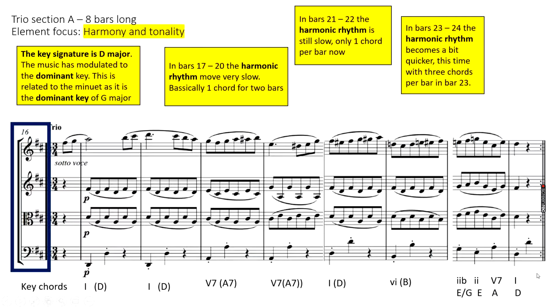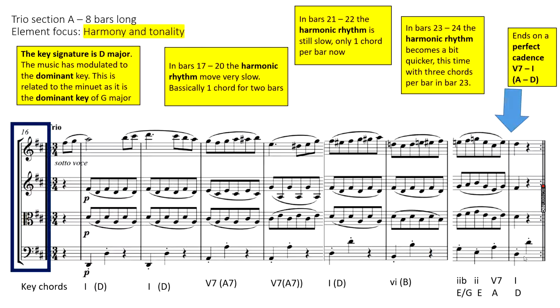So in bars 23 to 24, the harmonic rhythm becomes a bit quicker because he's using more chords very quickly after each other. So he's using 3 chords in bar 23. What's also really important to note here is it ends on a perfect cadence. So it ends on a 5-7 chord, or a dominant 7th, followed by chord 1. That produces a perfect cadence that makes it sound finished.